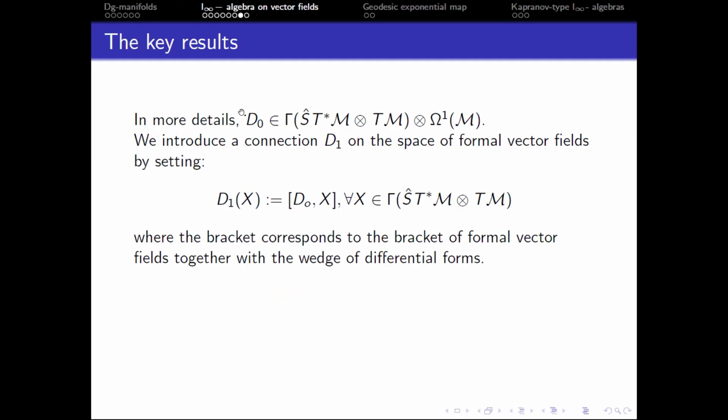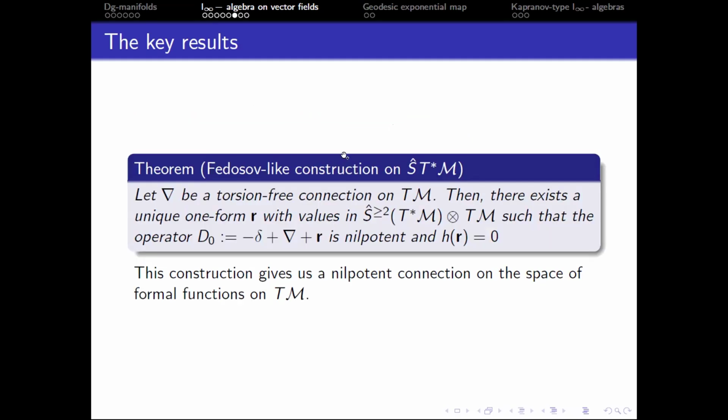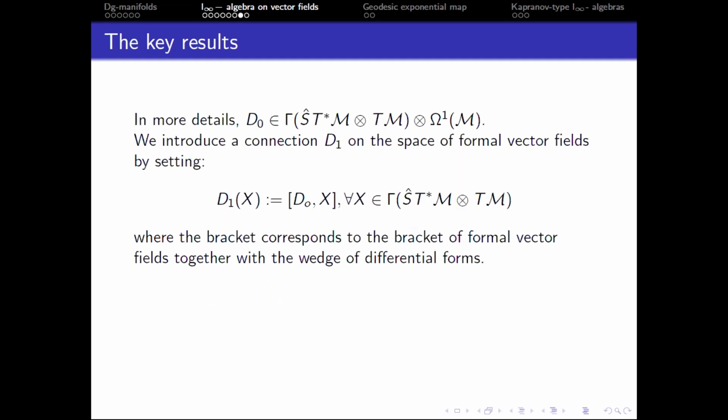We can see that this d0 operation can be understood as a formal vector field with values in one differential forms. Okay, because this d0 is just taking a formal function on Tm. It acts as a derivation, and it produces another formal function on Tm twisted by a differential one form. So this is just a formal vector field with values in omega-1.